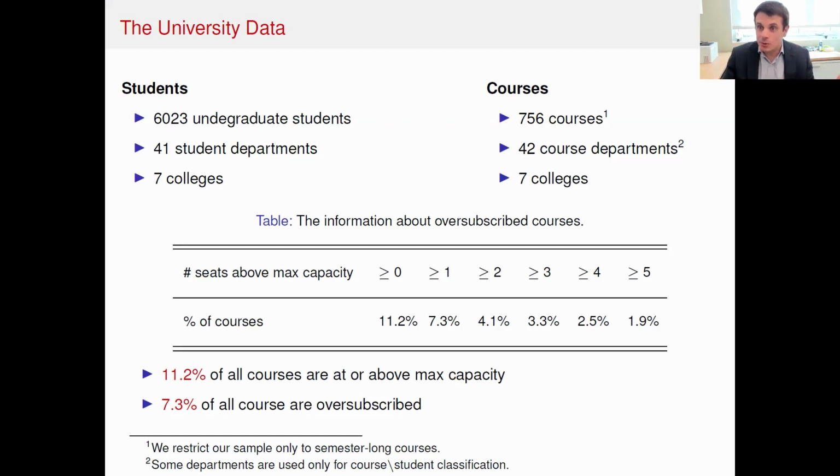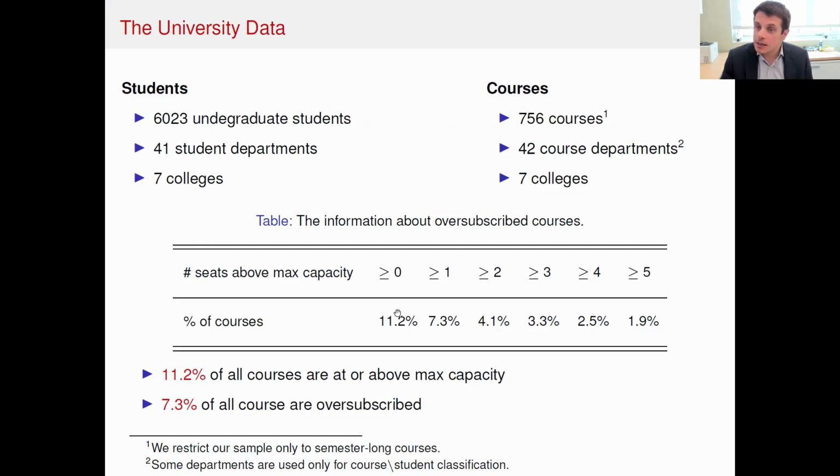Students just pick their best courses. That's it. What's to design? The only problem of the market design happens if some courses are at the limit, and this limit cannot be enlarged, or the capacity can be enlarged. So in our data, approximately 11.2% of the courses are at capacity.